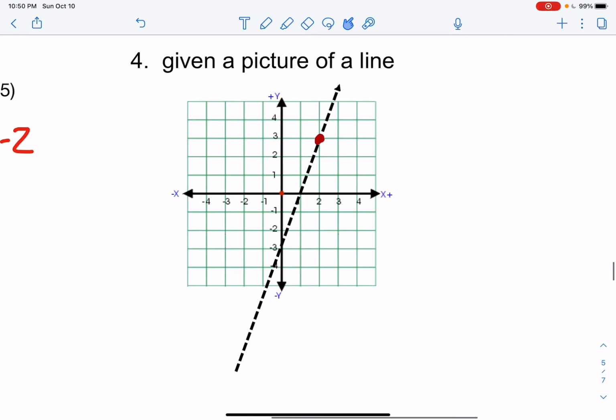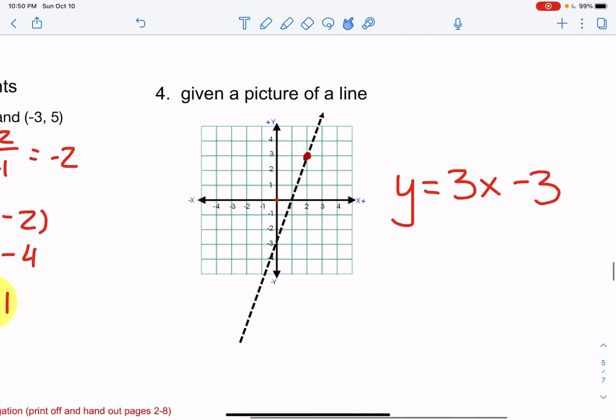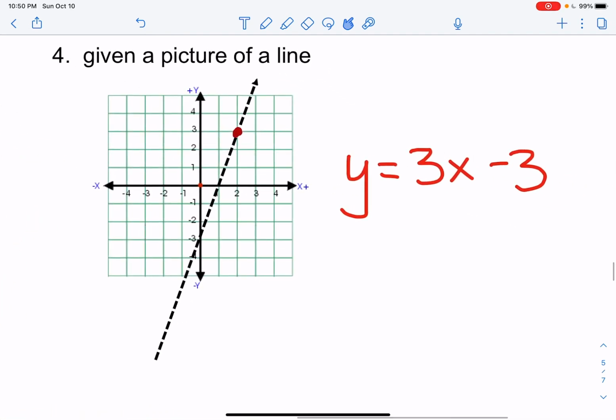If you're given a picture of a line, well, from this picture, I can find slope and I can find the y-intercept. Remember, y-intercept is where it crosses the y-axis. I see here it crosses at -3. And I can count my slope or I can find it, either way. In this case, I see that my slope is 3. If I go from the point 1, 0, and I count up 1, 2, 3, over right 1, I get to that next point. So I see my slope is 3, my y-intercept is -3, so I just plug into slope-intercept form.